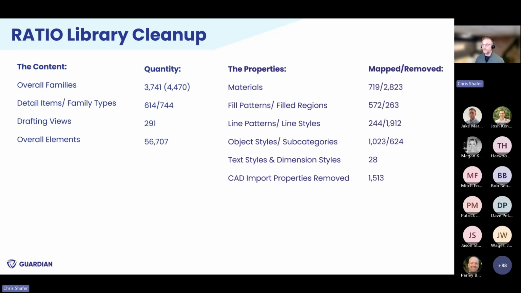And so when we look at the total properties mapped, right? While a lot of properties are mapped, as you can see that number on the left, just say your object styles and subcategories, we mapped over 1,000 of them, but then we removed so much more, right? When you think about the items that were removed, whether it's your CAD imports or your materials, that's making those families lighter. It's making your projects lighter. It's also removing those foreign standards from your projects, right? So that means your overall quality of your documentation is improved.